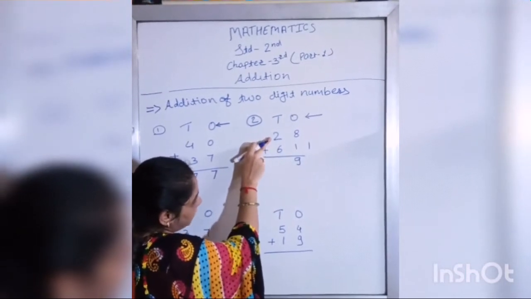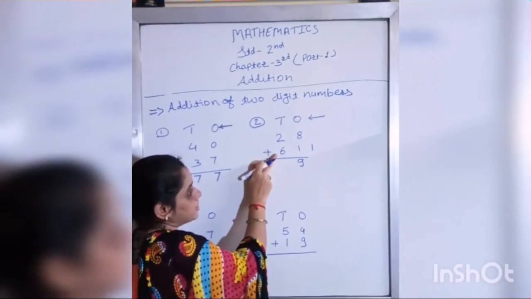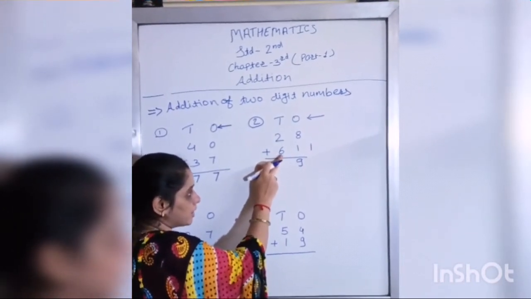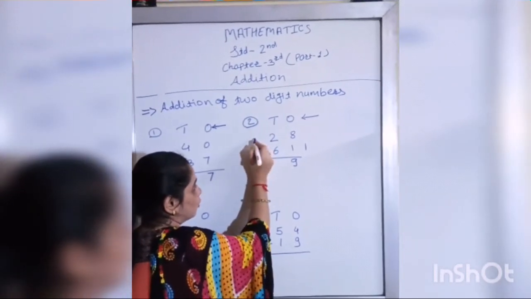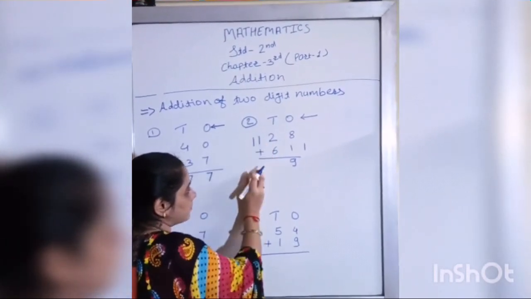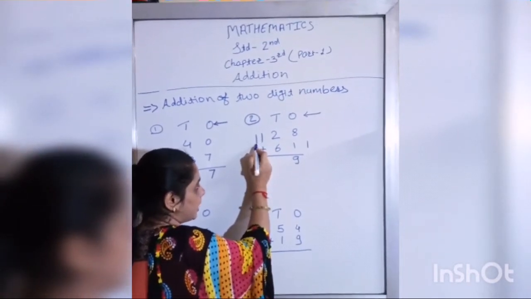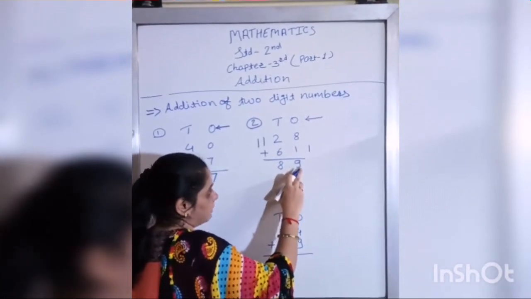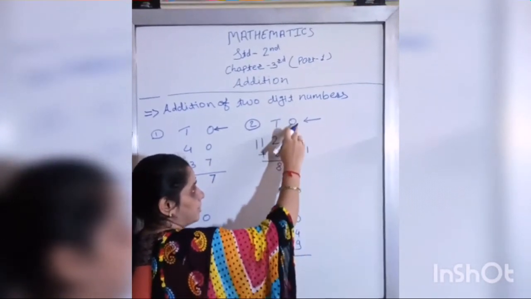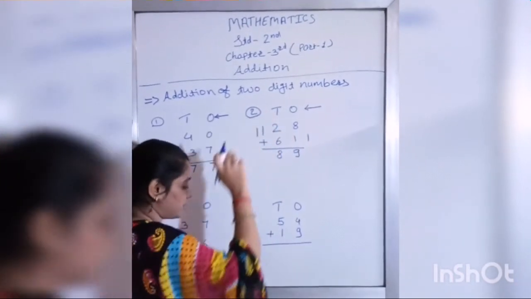What are the numbers? 2 and 6. Which is the big number? 6. Keep in mind. And the other number is 2. Draw 2 lines. Count after 6. 7, 8. So the answer is 89. 9 is at ones place and 8 is at tens place.